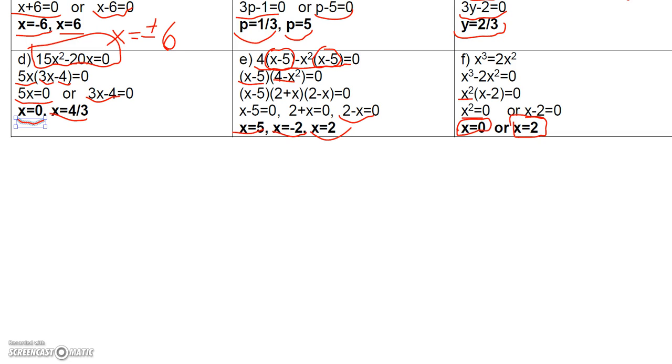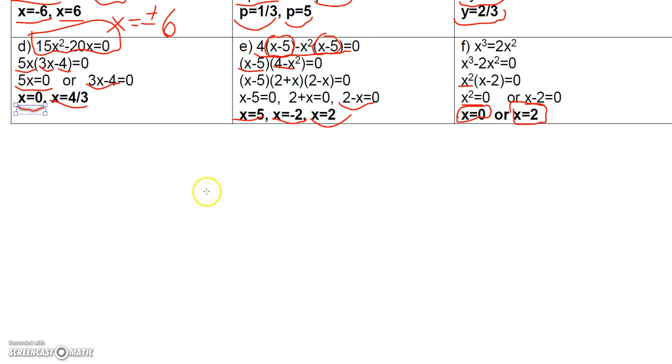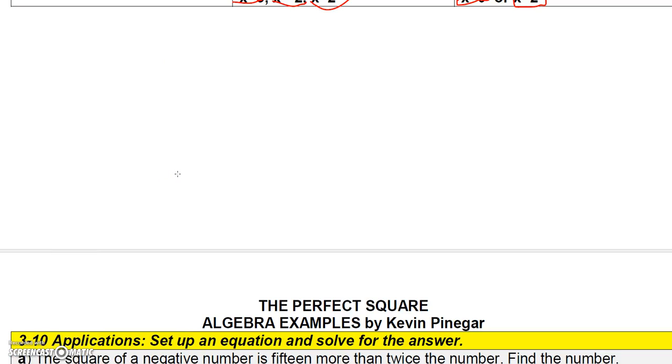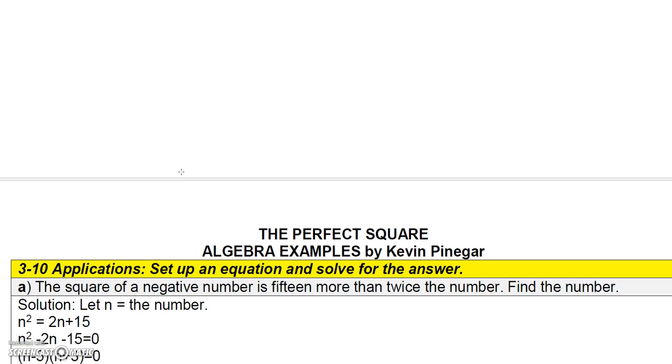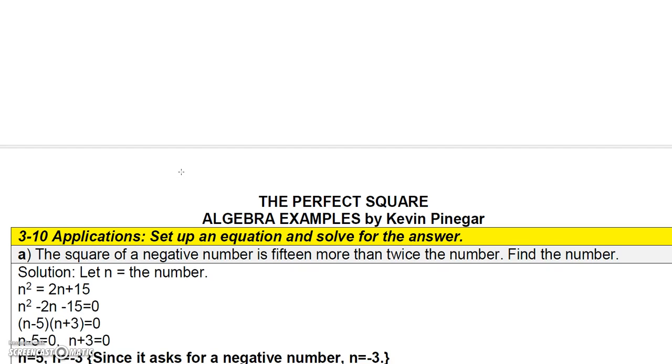Okay, so the next video I'm going to do is going to be some word problems involving polynomials, that you can set up an equation for and then solve for the answer.